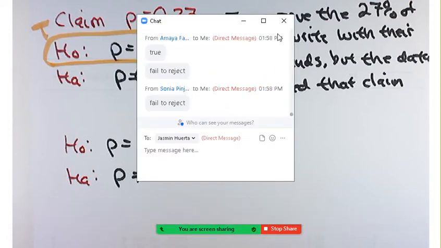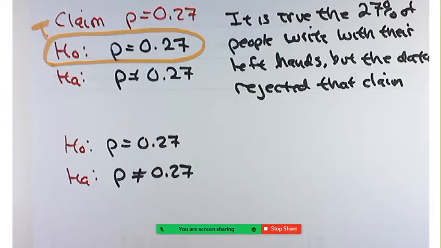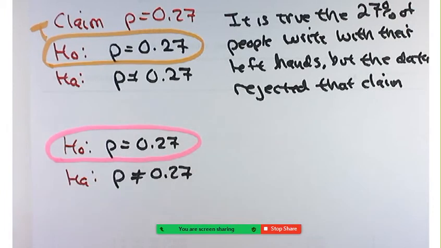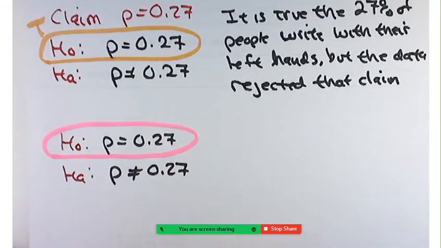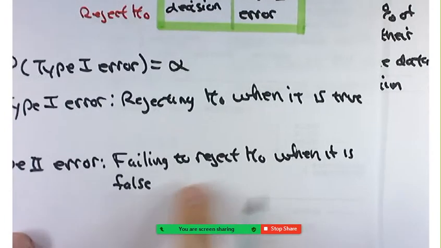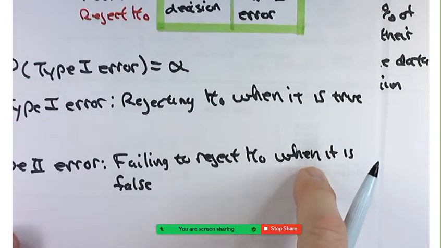Okay. Now let's circle H naught again. If we're making a type 2 error, what's the status of H naught? Is it true or is it false? False. Good. H naught is false. But then what? H naught is false, but we failed to reject it. We screwed up again.